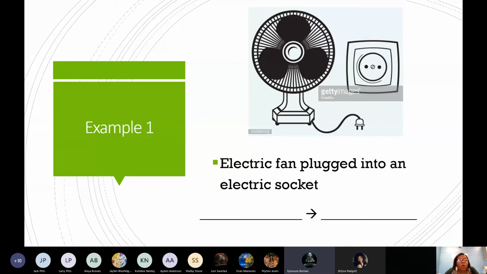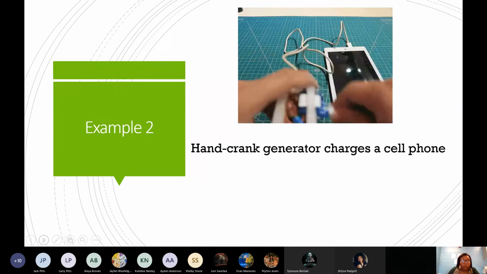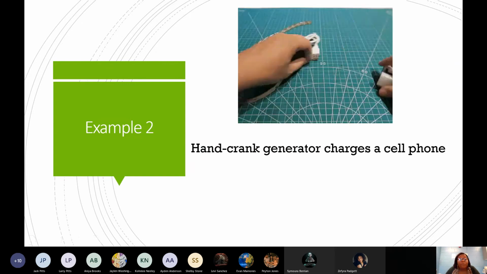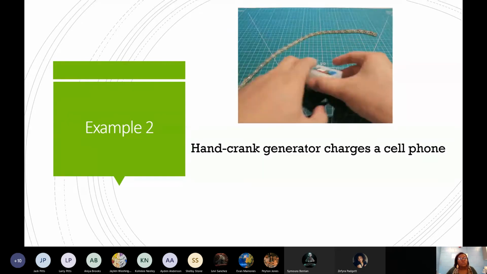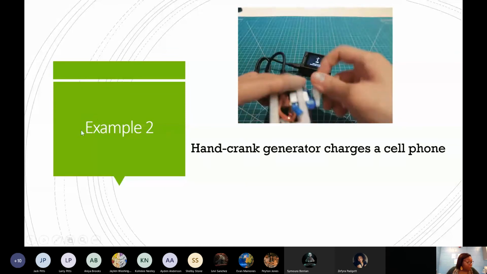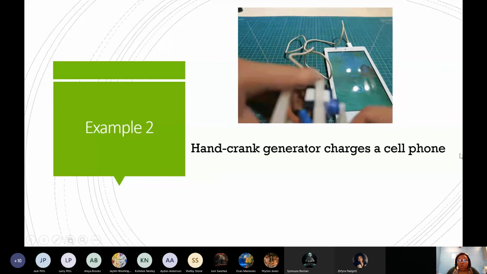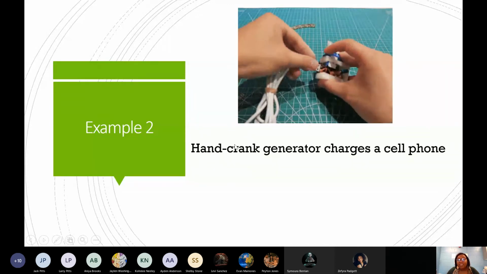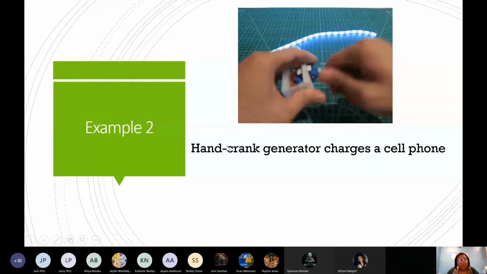Ms. Neville's about to go on. Example 2. Hopefully you can see the little GIF moving. Example 2, once again, you don't need to draw the picture here or the moving image. I want you to write down example 2. Hand crank generator charges a cell phone.